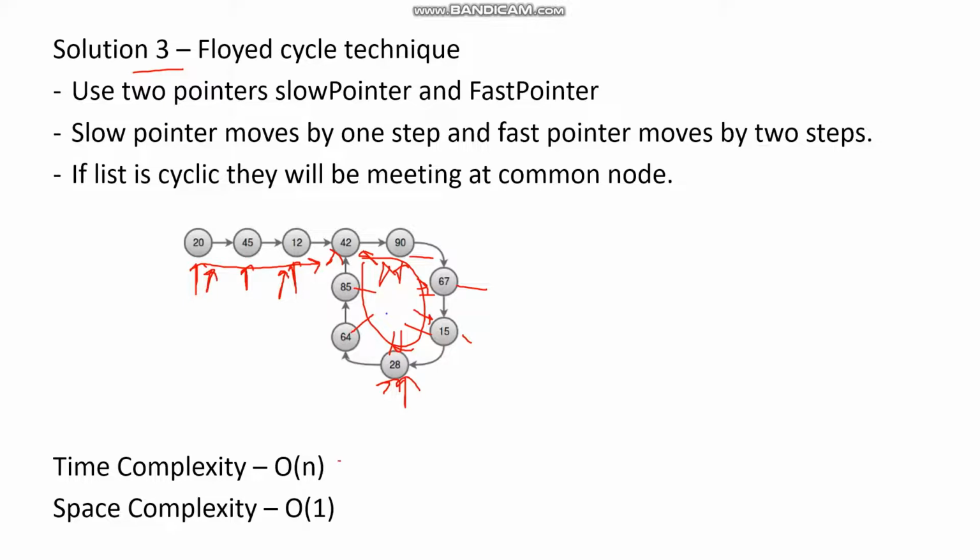So what is the complexity of this algorithm? It is O(n), as we are traversing the linked list only once, and O(1) is the space complexity because we are not creating any extra elements while traversing.